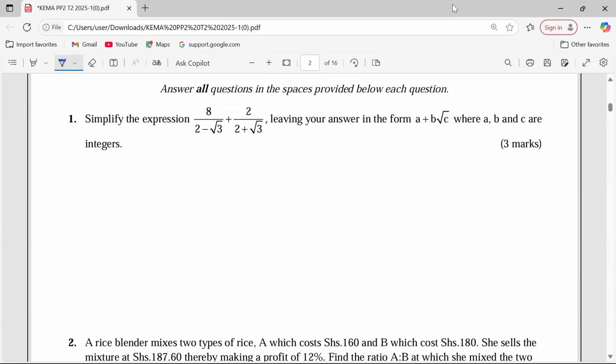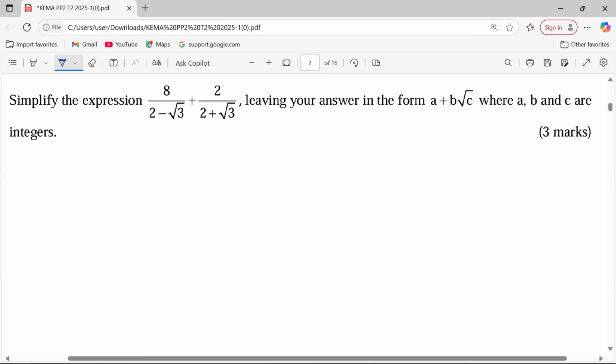I want to advise all students following this platform that whenever you get a surd having two parts like this one, just treat it as a normal fraction. Then the denominator will be the LCM, (2 minus the root of 3) times (2 plus the root of 3). We divide the LCM by the first denominator, 2 minus the root of 3, which means 2 minus the root of 3 will cancel.